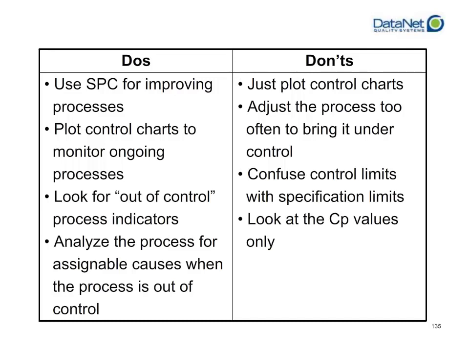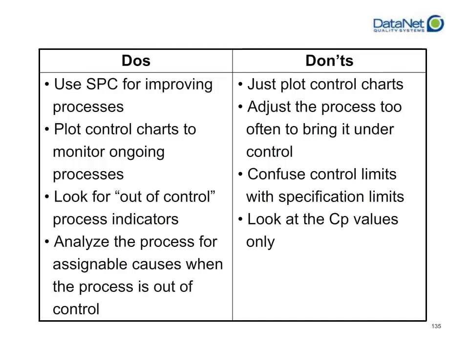So you want to use SPC for improving your process. You want to plot control charts to monitor ongoing processes so you can respond when things begin to shift or when some non-random variation begins to act on your process. You want to look for those out of control indicators so that you can react to them, investigate, and try to make things better, improve your process. And you want to analyze the process for assignable causes, meaning any non-random variation in your process, when the process does go out of control.